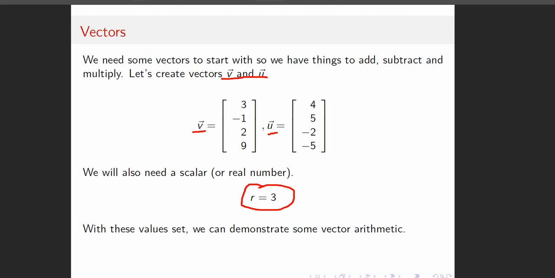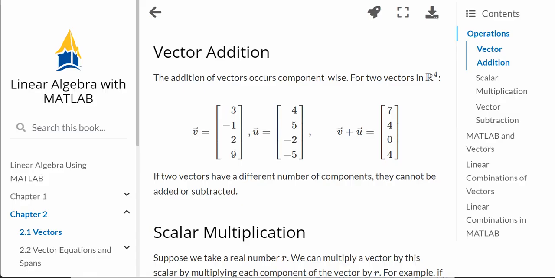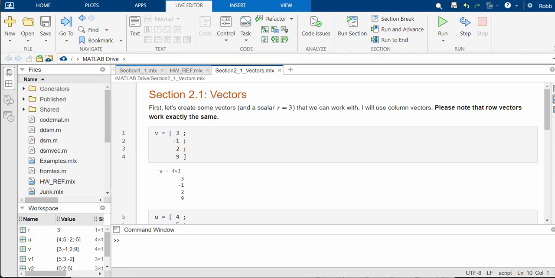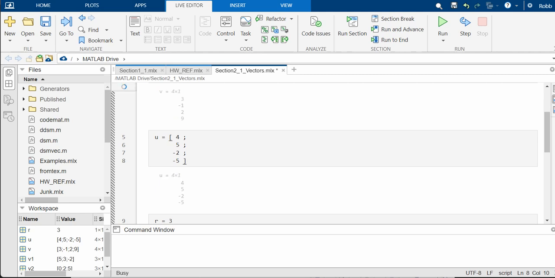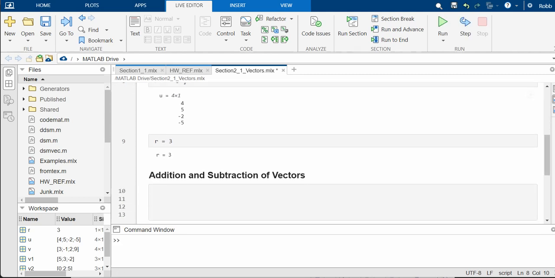Let me pause for a minute. So you can see I'm in section 2.1, and these are the vectors V and U. And so those are the ones I'm using in my examples. And you can see in MATLAB I just have these values. You can see how I'm putting them into MATLAB. There's V, and then there's U, sorry, and I can run this, and R equals 3.